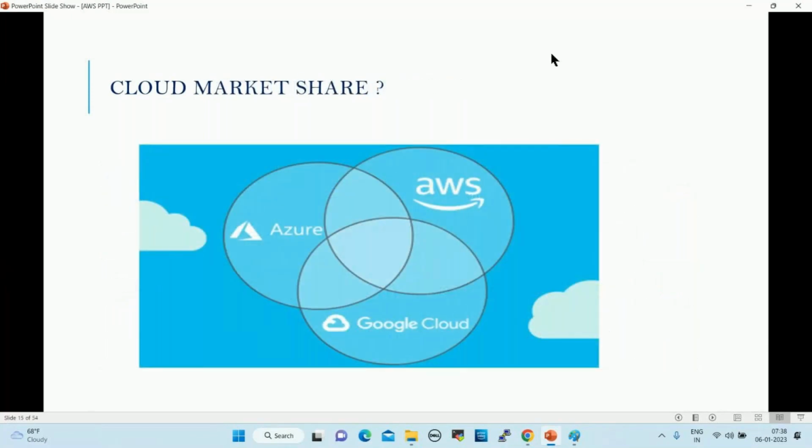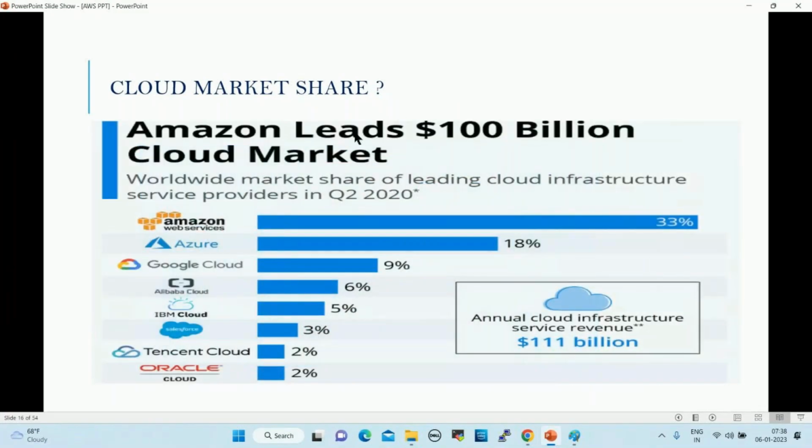Now, cloud market share. AWS occupied 33% of the market share, Azure 18%, Google Cloud 9%, Alibaba Cloud 6%, IBM Cloud 5%, Salesforce 3%, TechNet 2%, Oracle Cloud 2%, like this. Nearly 30 more clouds are available, but these are all small players. Google is investing more in Google Cloud, so maybe after one year it will come to second place. They are increasing the data centers across the globe.